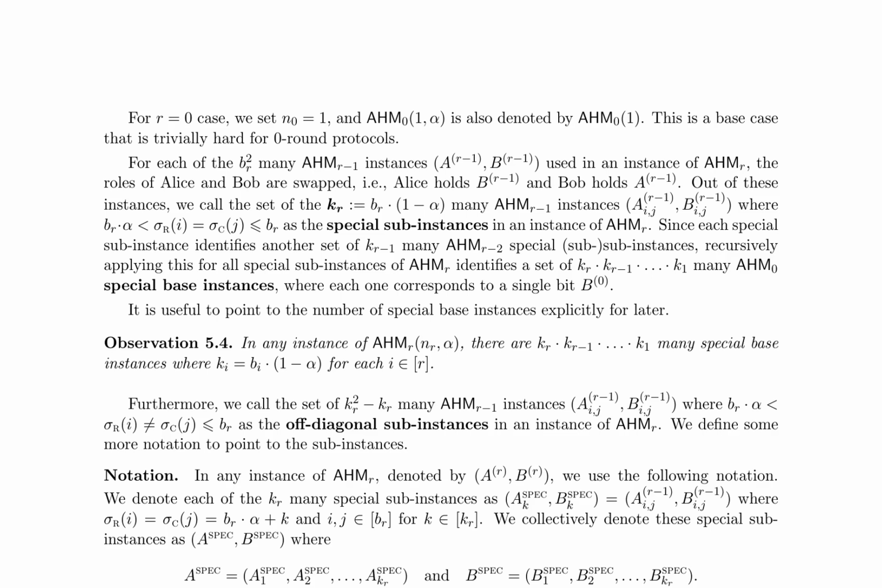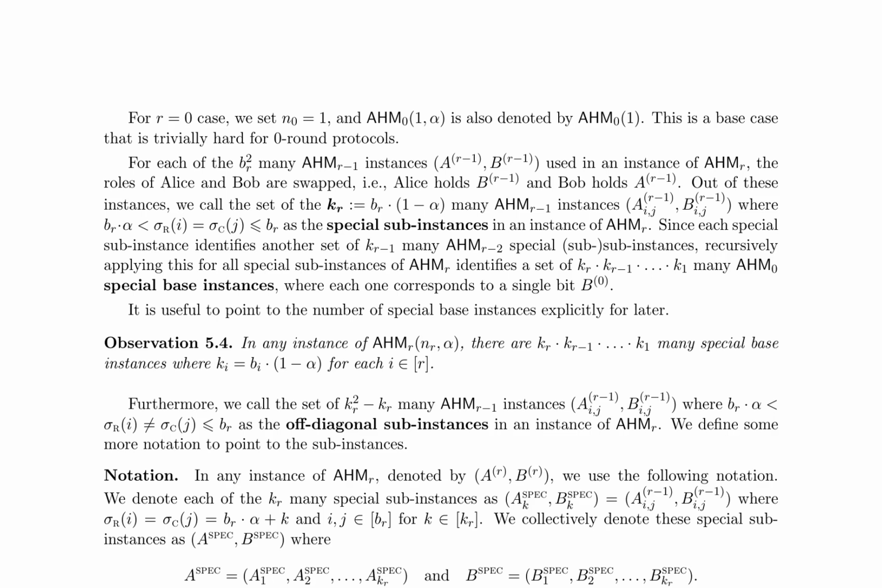The augmented hidden matching (AHM) problem is a communication problem that involves multiple rounds of interaction between two players, Alice and Bob. It is parameterized by the number of rounds $r$ and a parameter $\alpha$. The problem is trivially hard for zero-round protocols. For each instance of AHM$_r$, special subinstances and off-diagonal subinstances are defined.